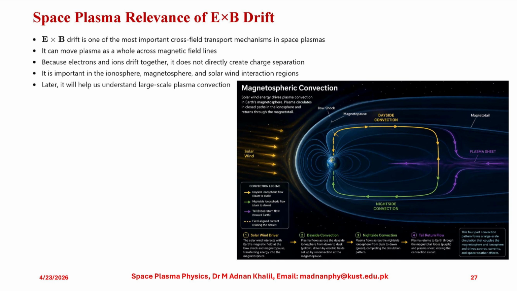The E cross B drift is extremely important in real space plasmas. It is one of the major mechanisms for transport across magnetic field lines. Because electrons and ions move together, it can carry plasma as a bulk medium across the field without immediately creating large charge separation. This drift is important in the ionosphere, in the magnetosphere, and in large-scale convection patterns driven by electric fields. So although the derivation began with a single particle, the result applies directly to large plasma systems and helps explain observed plasma motion in space environments.